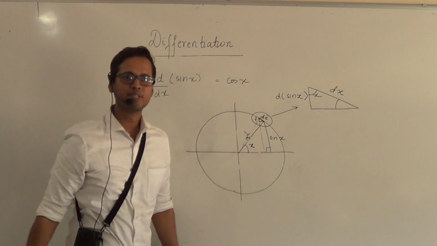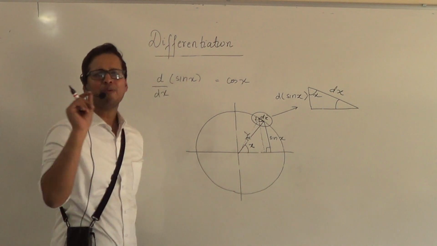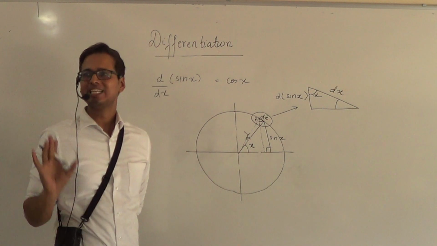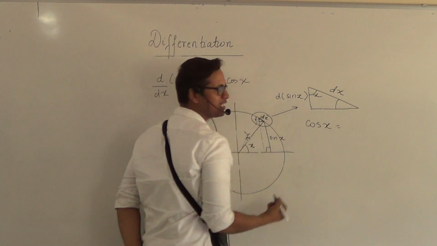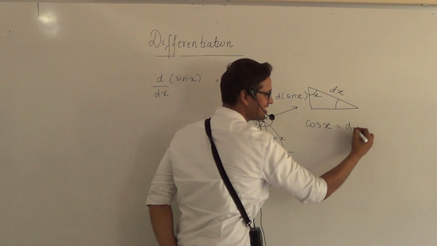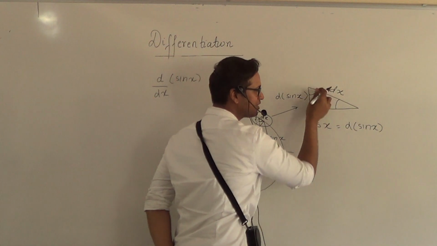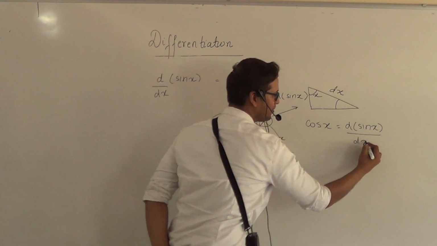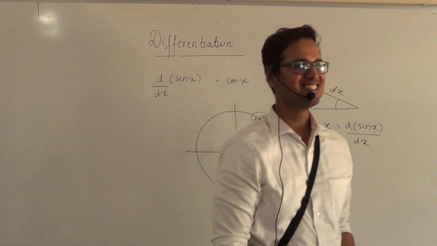Now, apply simple trigonometry here. If I ask you what is cos of x, what will you say? Cos of x is base by hypotenuse. Can I say base is d sin x? Hypotenuse is? What have I got? dx. Correct?